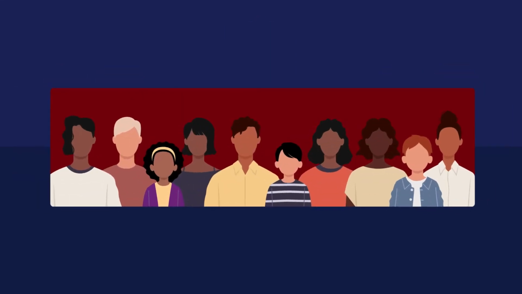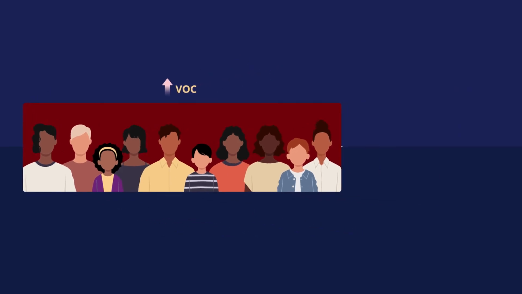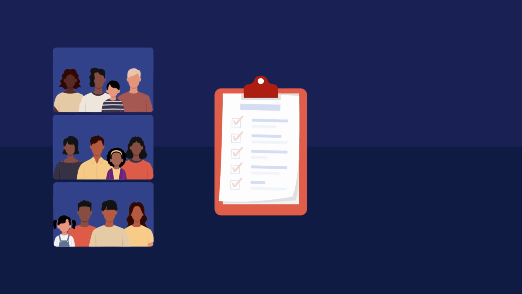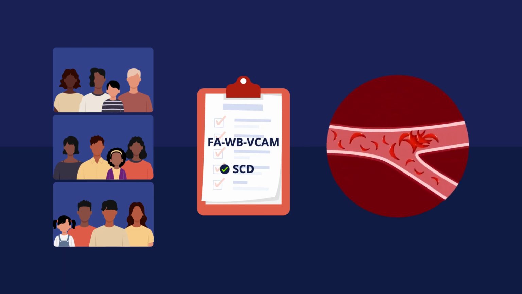Individuals with sickle cell disease who had pro-adhesive phenotype at steady state experienced greater sickle cell disease severity during the 2-year follow-up period. This study supports stratifying individuals with sickle cell disease based on steady-state FAWB-VCAM and suggests that FAWB-VCAM may be a plausible surrogate endpoint for sickle cell disease severity.